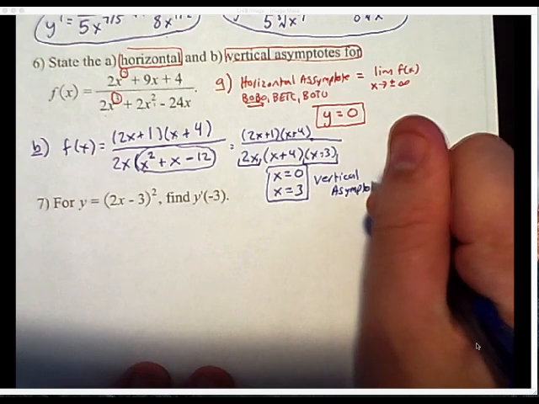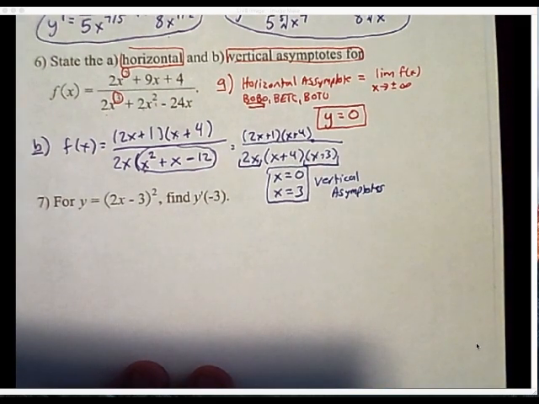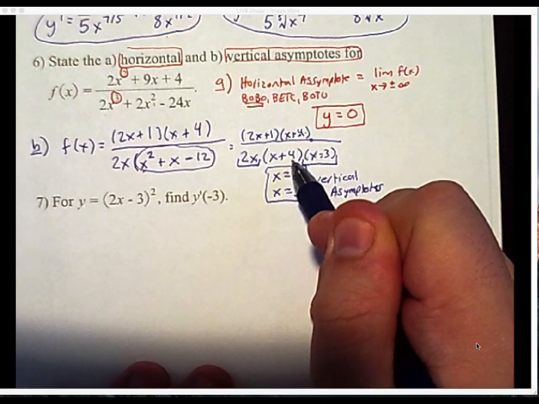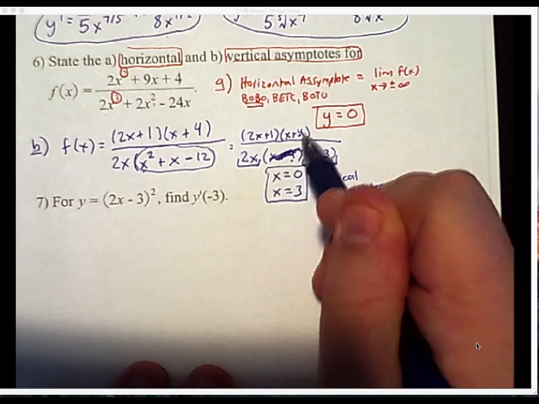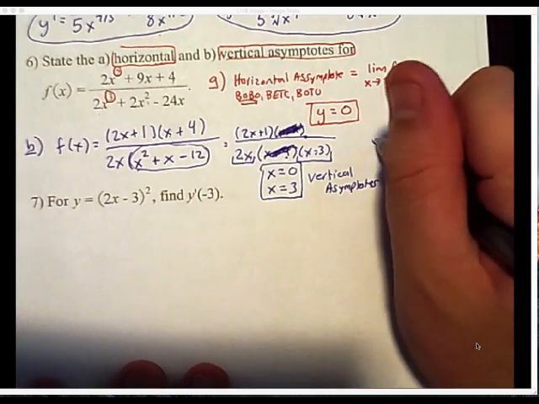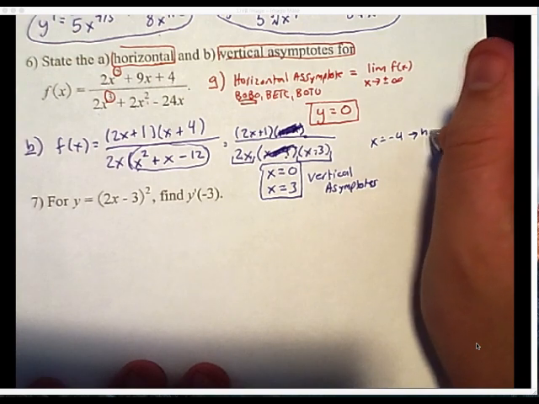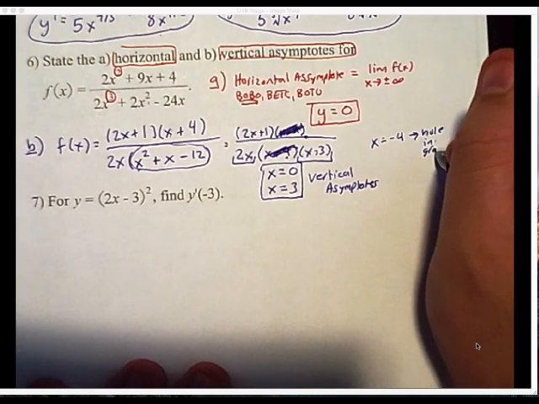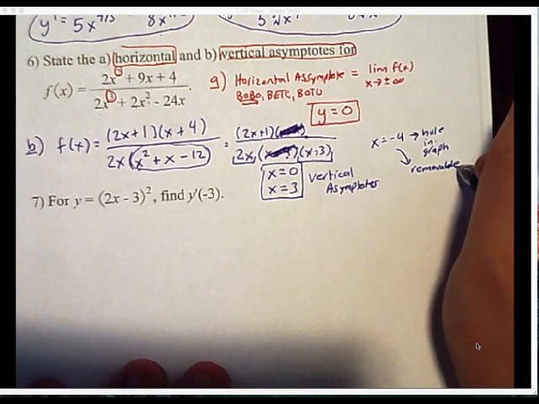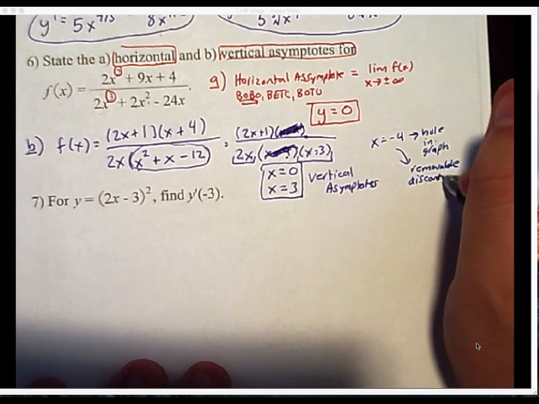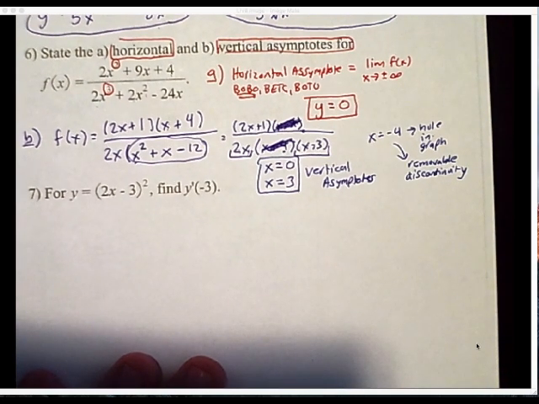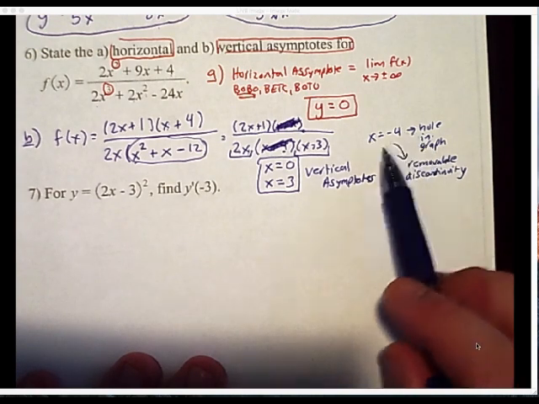Now you might be asking, why isn't -4 a vertical asymptote? Well, the reason it's not is you have an x plus 4 factor in the top and an x plus 4 factor in the bottom. These actually knock each other out. So that's why -4 is not a vertical asymptote. At x equals -4, there's going to be a hole in the graph. But it's not a vertical asymptote. It's a hole, or it's more formally known as a removable discontinuity.